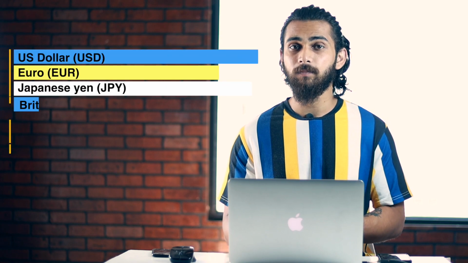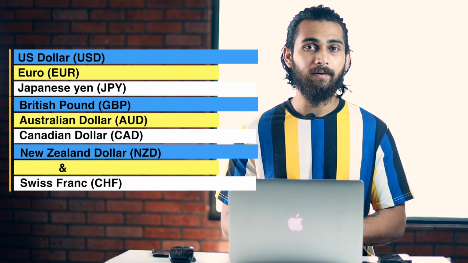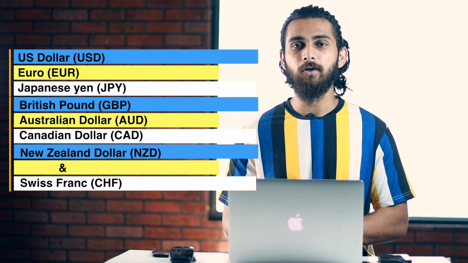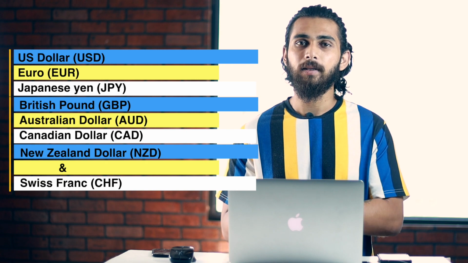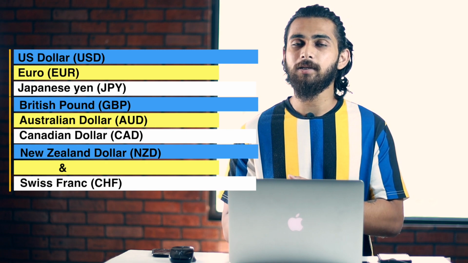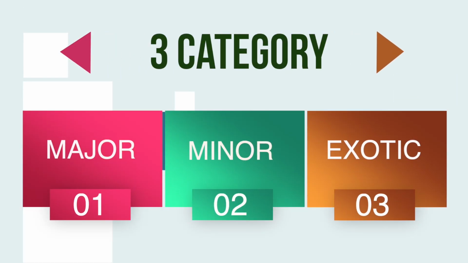Now there are different currencies in the world, out of which there are 8 major currencies like US dollar, Euro, Japanese yen, British pound, Australian dollar, Canadian dollar, New Zealand dollar and the Swiss franc. These major currencies and several other currencies together form various pairs in the forex market, and they all fall in these three categories: the major, minor and the exotic.